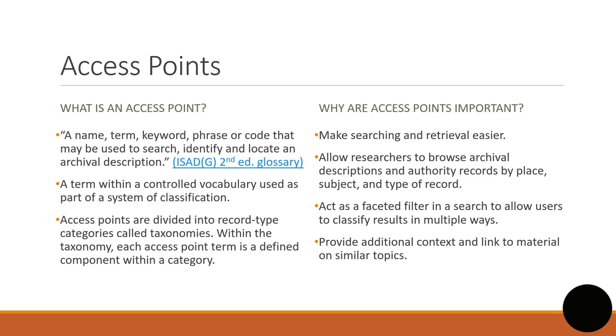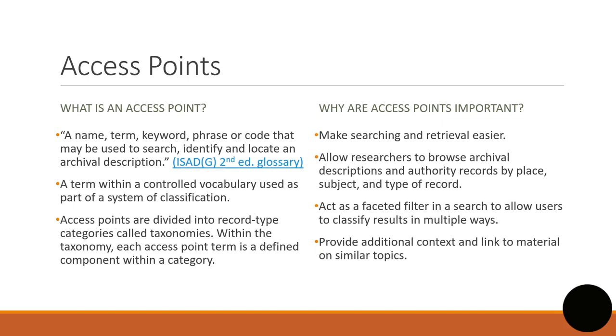Each category of access points in AtoM is referred to as a taxonomy, and each individual access point is a term. Each access point term represents a specific component or element within a taxonomy. For comparison, think, for example, of online shopping. After you search for a product, you can often use taxonomies such as color, price, or size to filter the results you are shown. In the taxonomy of color, red, yellow, and blue would be the terms.